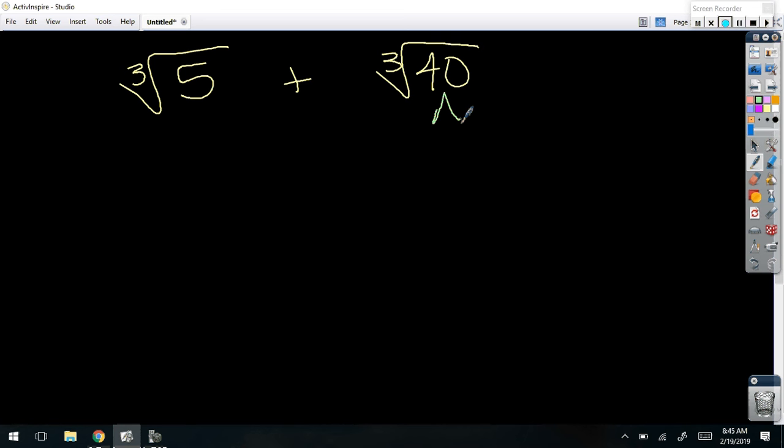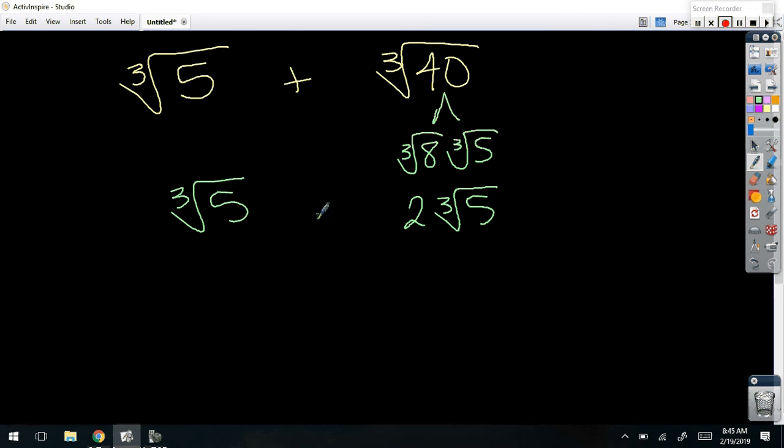So, 5 and 8. Good job. Which one of those 2 is the cube? The 8. Do we agree that that is the same thing? Remember that property? I can split them up. The cube root of 8 is 2. So now I have the cube root of 5 plus 2 times the cube root of 5.